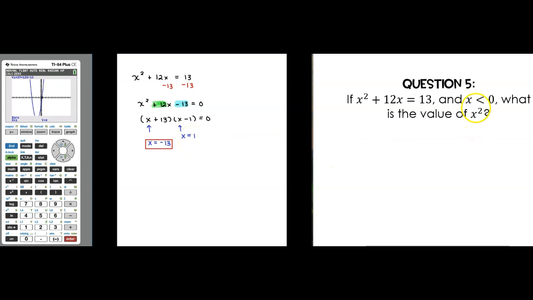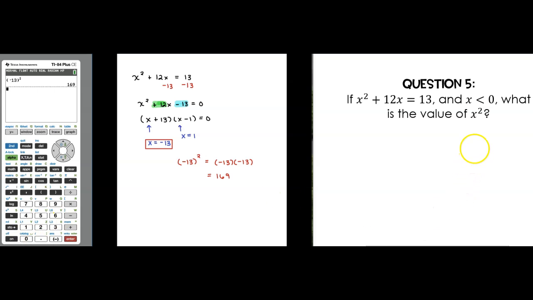Now, going back to our question, we were only interested this time in the x value that was less than 0, so we're interested specifically in this negative 13. Now, it would like to know what the value of x squared would be. So to solve this, we're just going to find negative 13 squared. Now be very careful when you're thinking about this. Keep in mind that this is referring to negative 13 multiplied by itself. So this will be negative 13 times negative 13. So this will be the positive answer, 169.